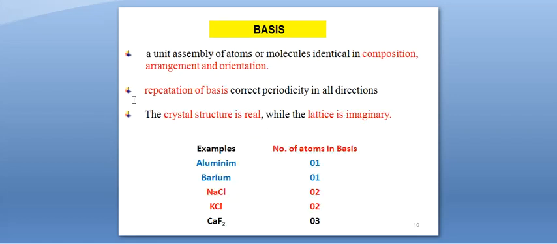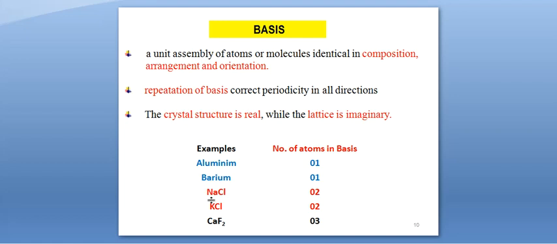Second one, basis. We all know what a lattice is. Lattice is an imaginary point which represents the position of atoms in a crystal. So basis is a unit assembly of atoms or molecules of identical composition. Suppose I consider the aluminium crystal, the number of atoms in a basis is 1, because there is only one aluminium atom. Suppose I consider the barium crystal, the number of atoms in the basis is 1. So basis represents the group of atoms, that is, the unit assembly of atoms in a lattice.